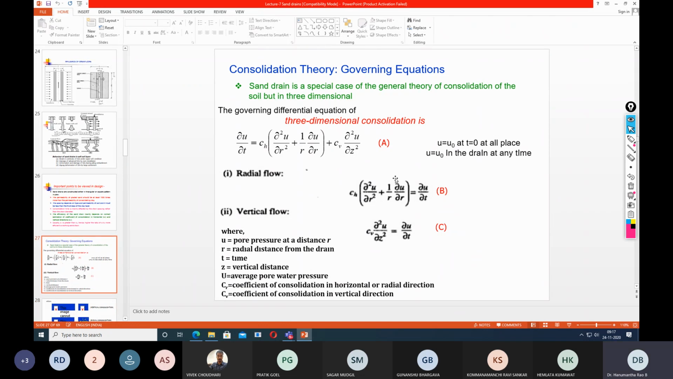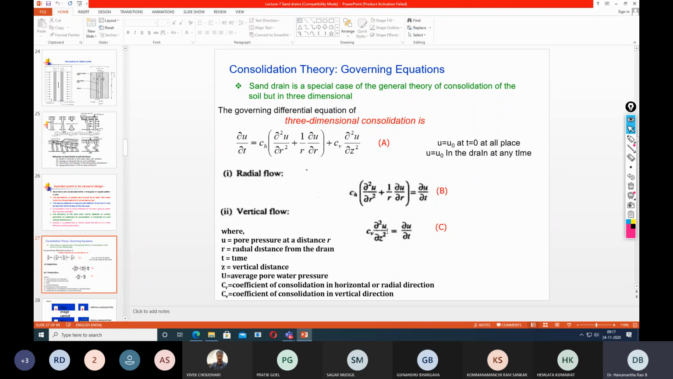So that's all about the sand drain. Let us come to the theory of consolidation. You have already seen the theory of consolidation, which was one-dimensional consolidation. But when you talk about sand drains, it is three-dimensional consolidation. So these are some governing equations and their analytical forms.